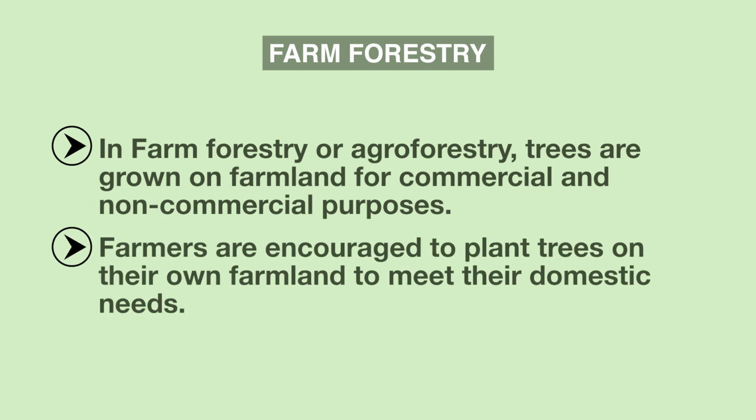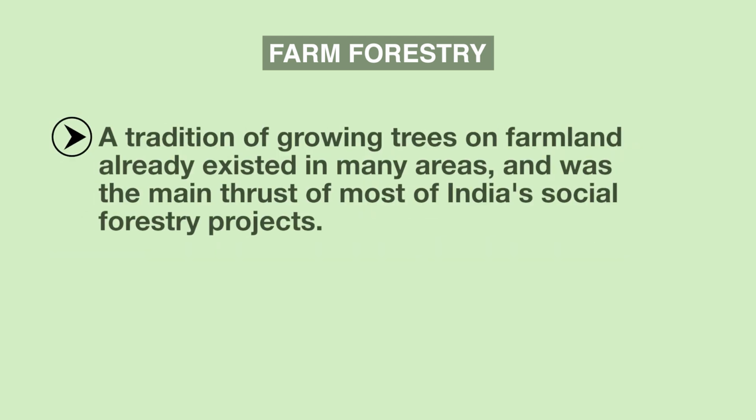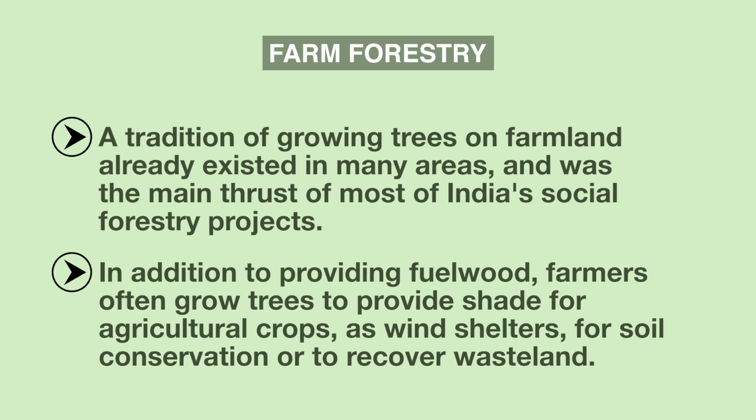Farmers are encouraged to plant trees on their own farmlands to meet their domestic needs. A tradition of growing trees on farmland already existed in many areas and was the main thrust of most of India's social forestry projects. In addition to providing fuel wood, farmers often grow trees to provide shade for agricultural crops, as wind shelters, for soil conservation, or to recover wasteland.